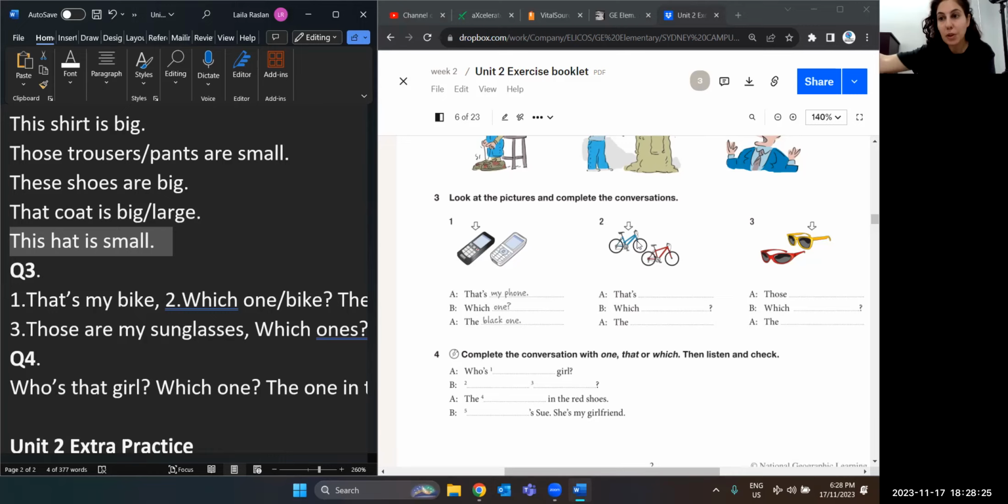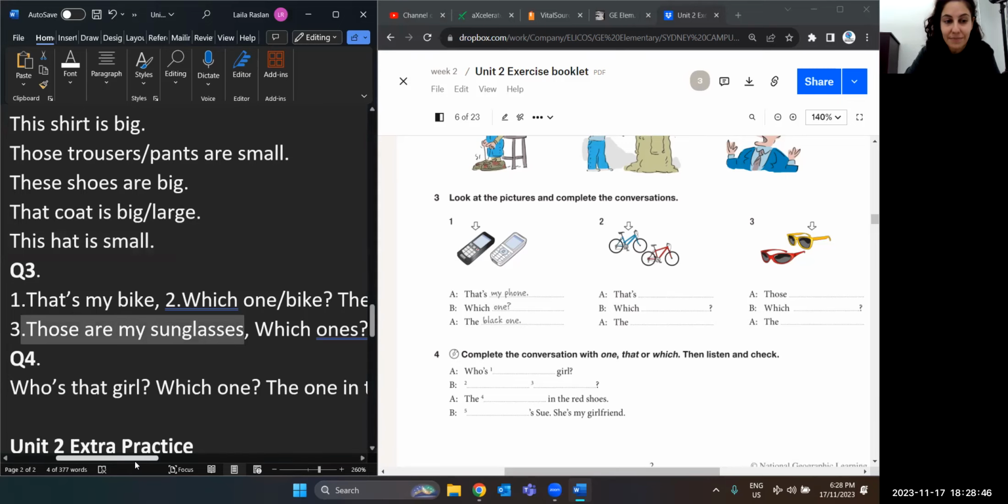So I don't want to keep saying the blue bike. The blue bike is mine. The blue bike is good. The blue bike is amazing. I don't want to keep repeating the nouns. I have to say one. That one is great. That one is the best. That one is the better bike. That one is amazing. And number three, those are my glasses.